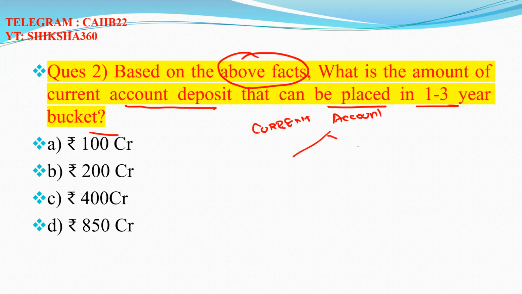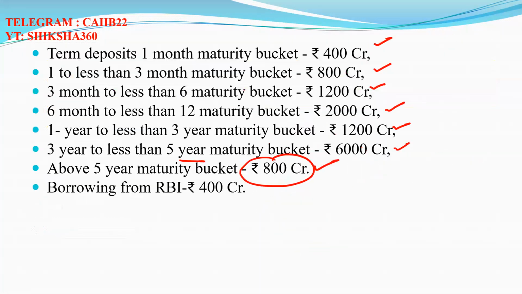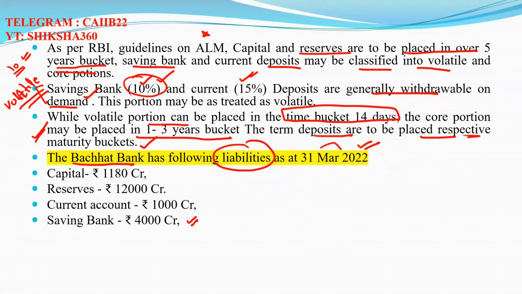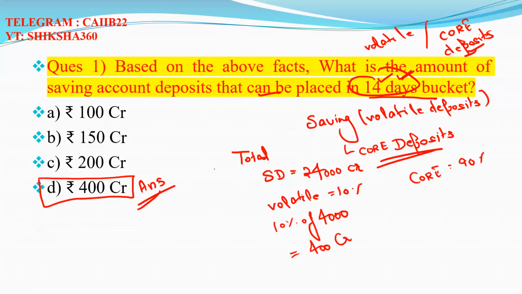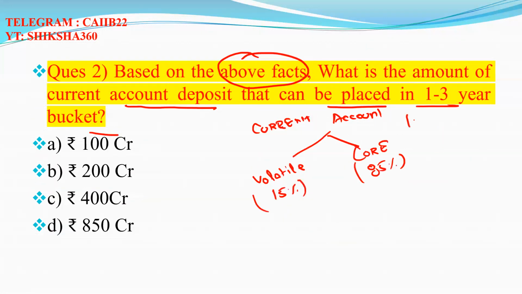deposits are divided in two parts. One is volatile, second one is core. Under the volatile we have 15%, and under the core we have 85%. We are taking the values as per the given here. Now current account deposit is 1,000 crore, and they are saying that it can be placed in the 1 to 3 year bucket.